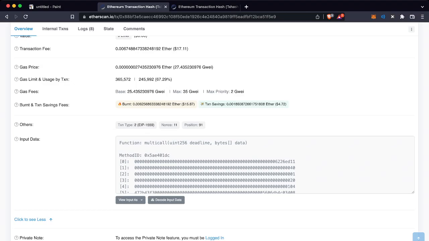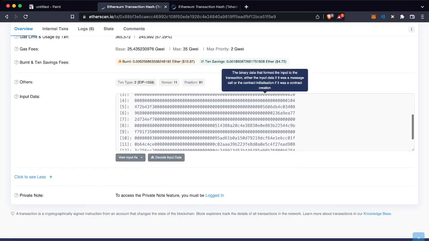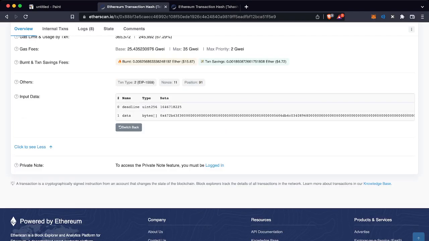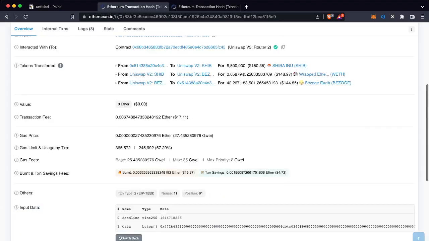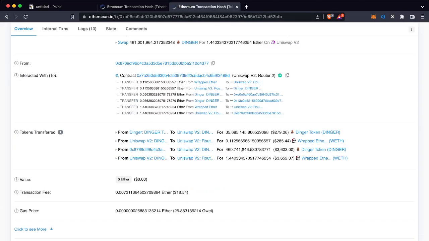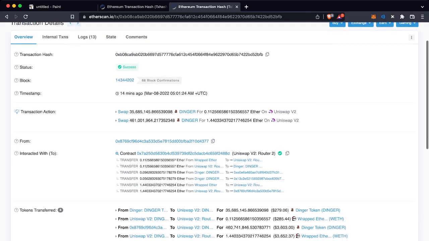Transaction type 2 means it's using London, which means that every single transaction is burning. The nonce is the number of this transaction from your first transaction. Your first transaction being 0, your second being 1, third being 2, and so on. This is your 12th transaction, numbered 11. The input data is basically what the code actually sent, and if you decompile the bytecode, it would just say that it's swaps. The same thing we see in here, if you really want to go further with it.